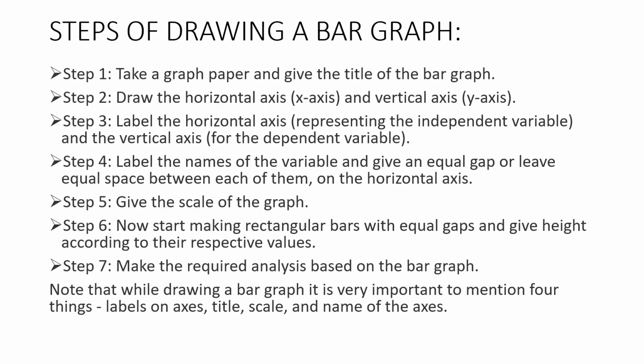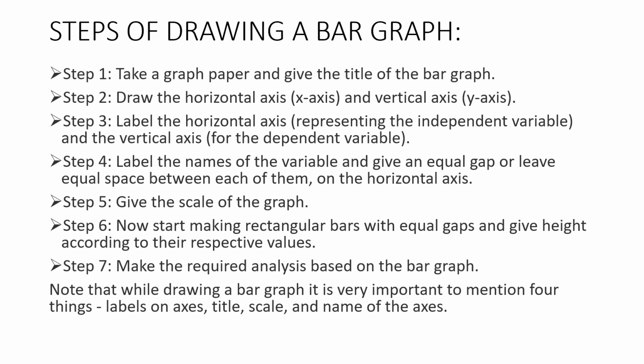Quickly, we'll discuss the steps for drawing a bar graph and then see an example for the same. You have to take a graph paper and give the title of the bar graph. Draw the x-axis and y-axis and label them. Label the horizontal axis, generally it represents the independent variable, and the vertical axis for the dependent variable. Label the names of the variable and give an equal gap or leave equal space between each of them on the x-axis. Give the scale of the graph.